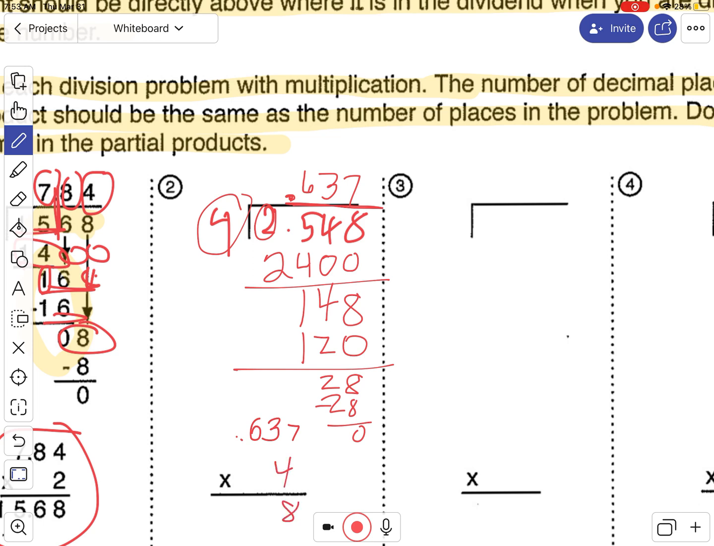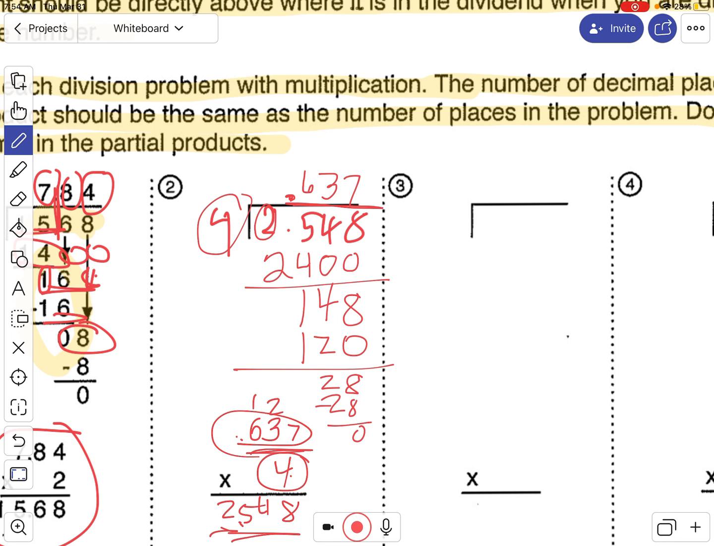7 times 4 is 28, regroup with the 2. 3 times 4 is 12 plus 2 is 14, regroup with the 1. 6 times 4 is 24 plus 1 is 25. And put the decimal point right in there because there are 3 decimal places in the problem and 3 in the answer. And again, 0.637 is pretty close to a half. Do you recognize that? Because 0.5 is a half, and this is 0.637. So my answer is going to be about half times 4. What's half of 4? Half of 4 is 2. So if I put a decimal point right there after the 2, I get an answer that's close to 2.548.